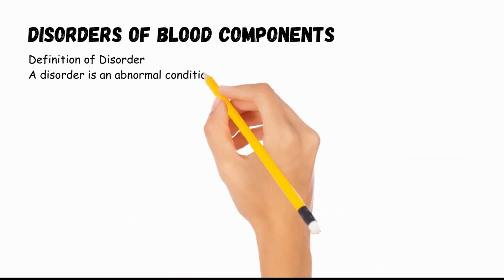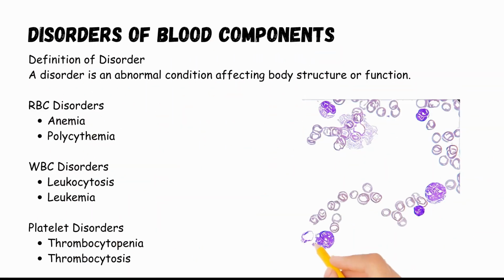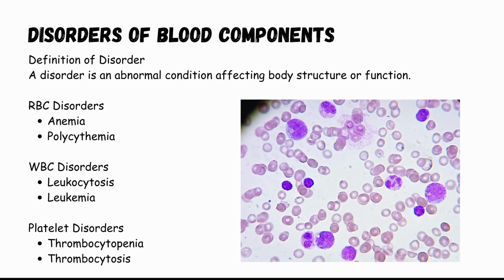A disorder is an abnormal condition affecting structure or function. RBC disorders include anemia and polycythemia. WBC disorders include leukocytosis and leukemia. Platelet disorders include thrombocytopenia and thrombocytosis. Early diagnosis of blood disorders is important because they can affect oxygen supply, immunity, and clotting.